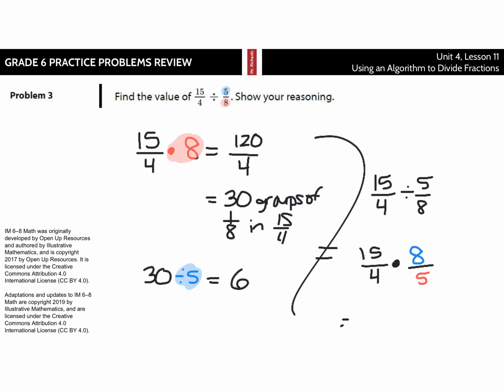And so once you get it to this step, there are a lot of different ways of solving. But if I just multiplied straight across, 15 times 8 is 120. 4 times 5 is 20. And if I take 120 and divide it by 20, I get 6. A couple different ways of going here, and that's the beauty of math.